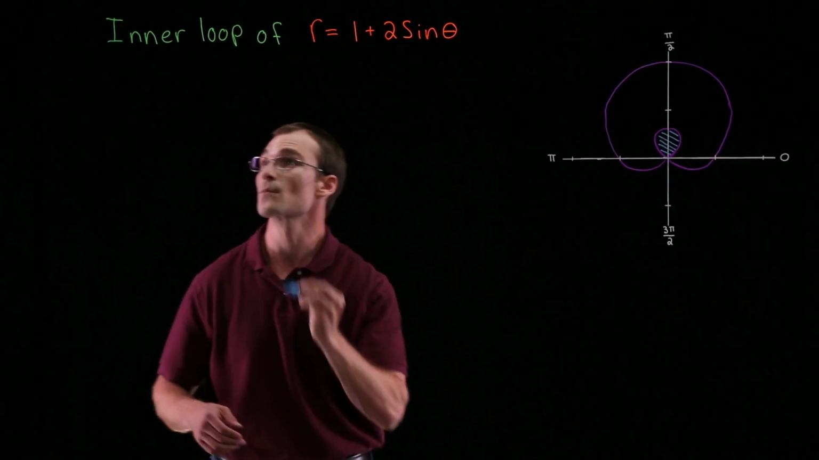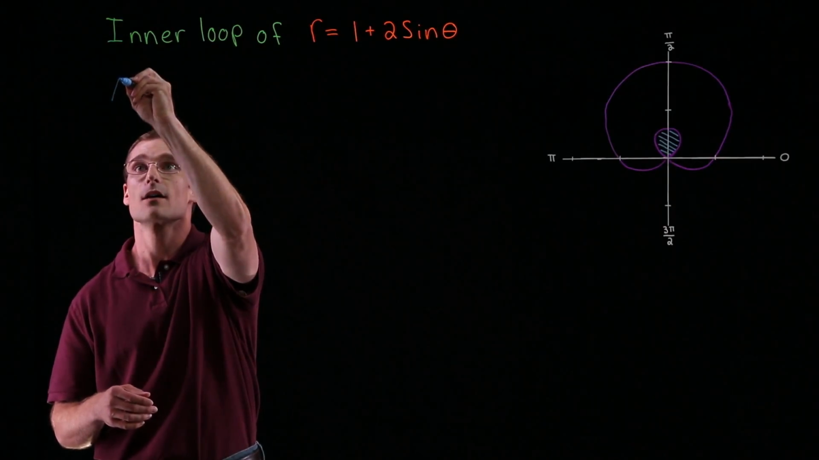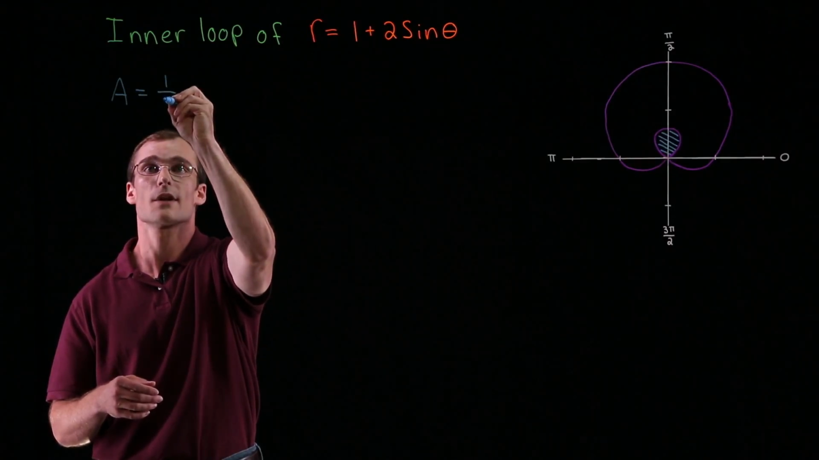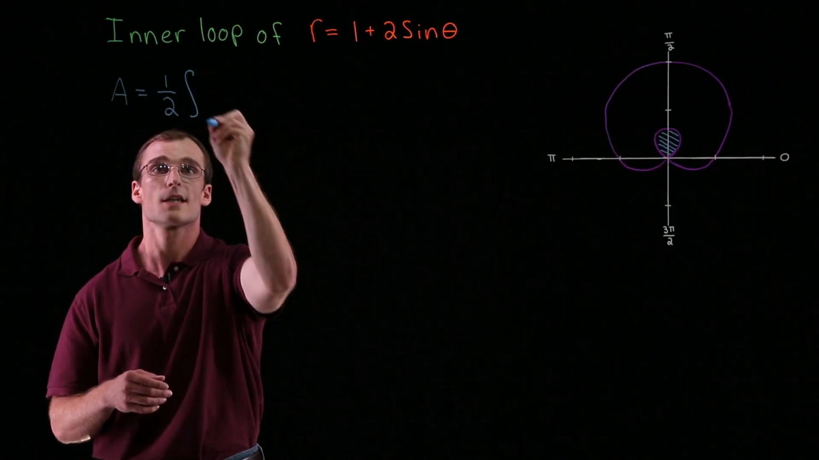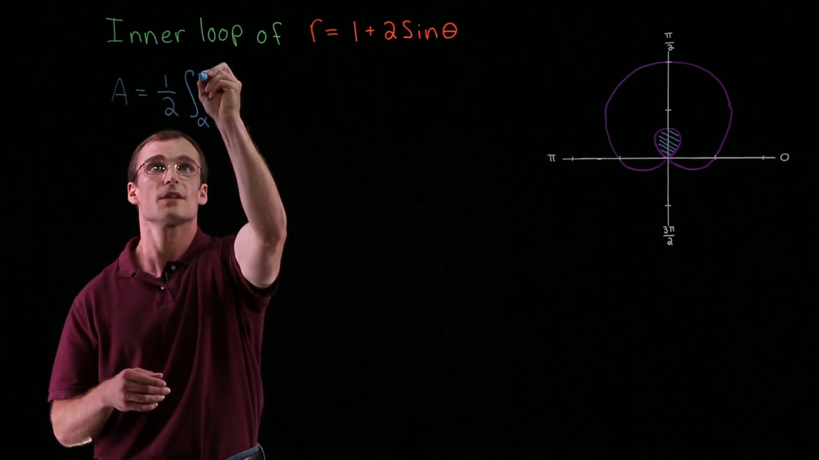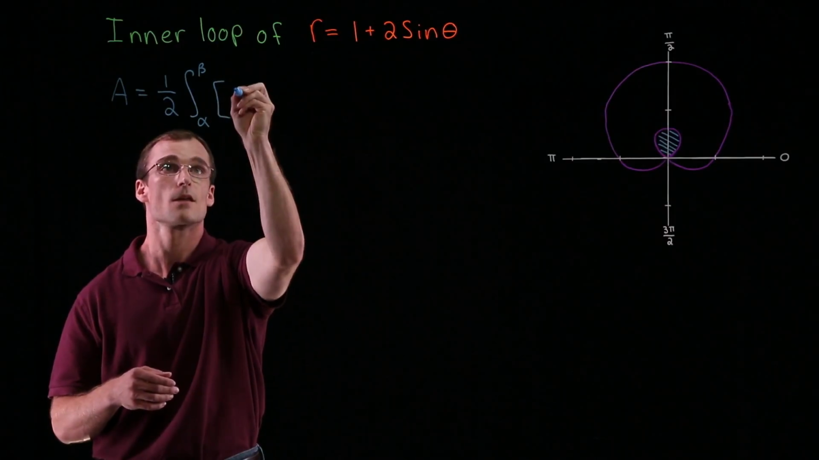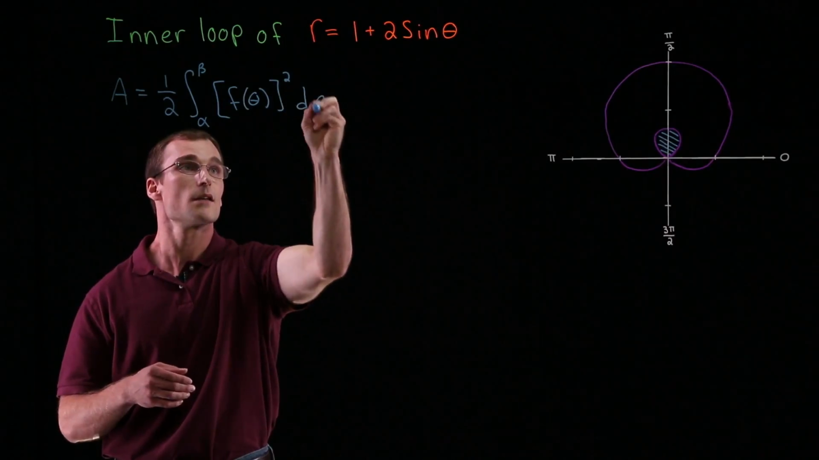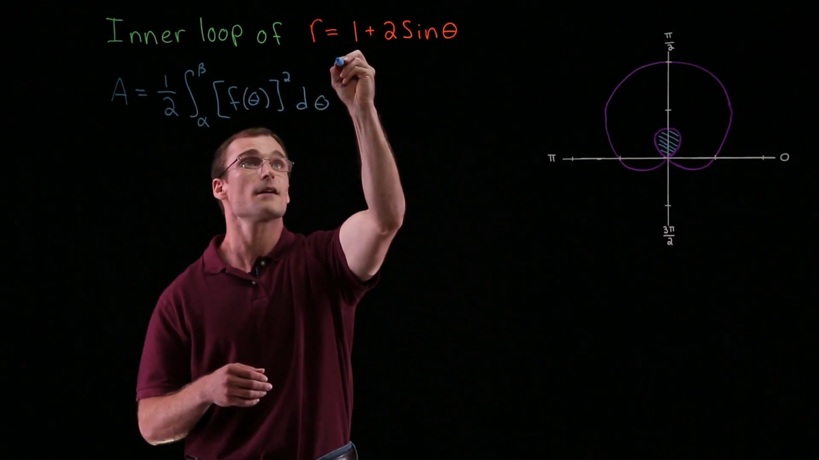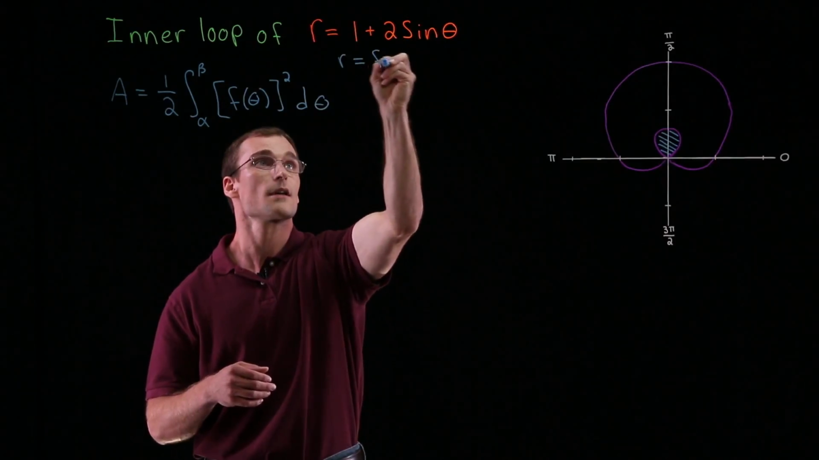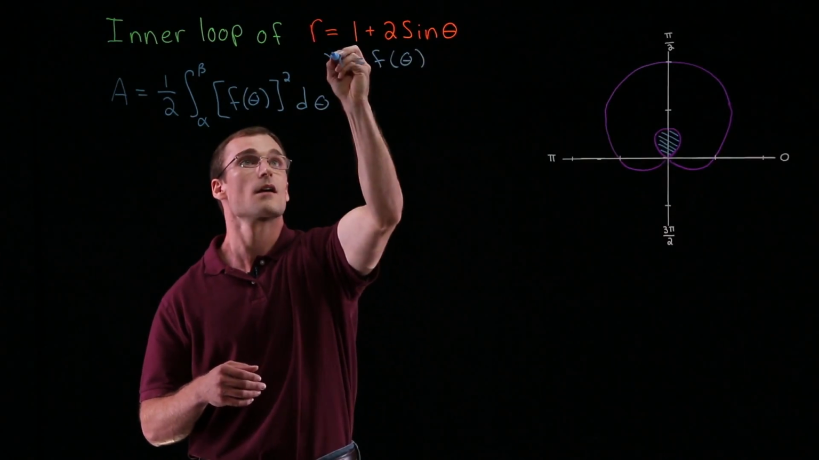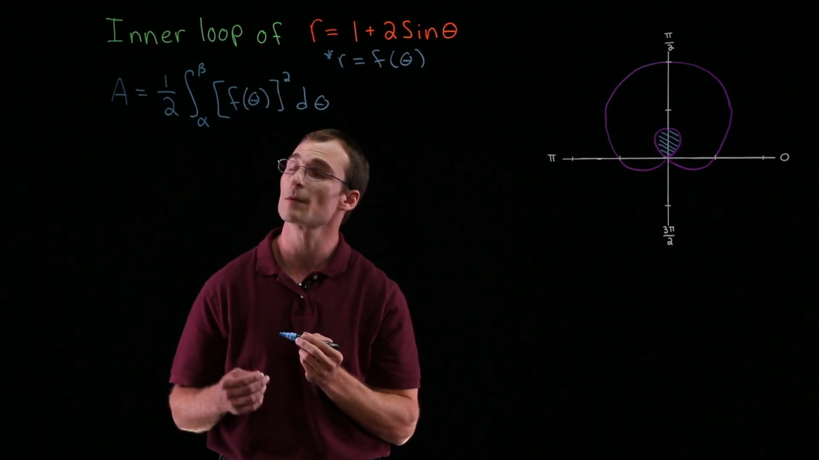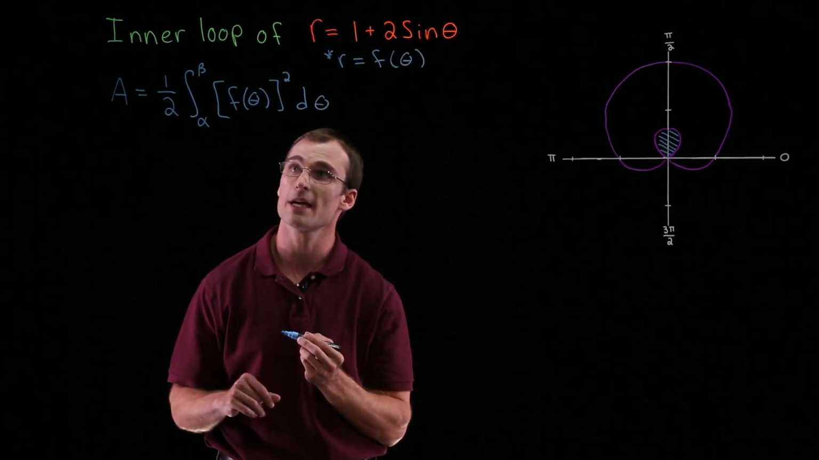And how are we going to do that? Well, we know that the area under a curve in polar coordinates is equal to 1/2 times the integral from some limits alpha to beta of the function f of theta squared d theta, where f of theta is just what our r is. So r is f of theta. Okay, so we have the f of theta to plug in, and we can simplify there. But before we go on, we should find what our limits alpha and beta are.